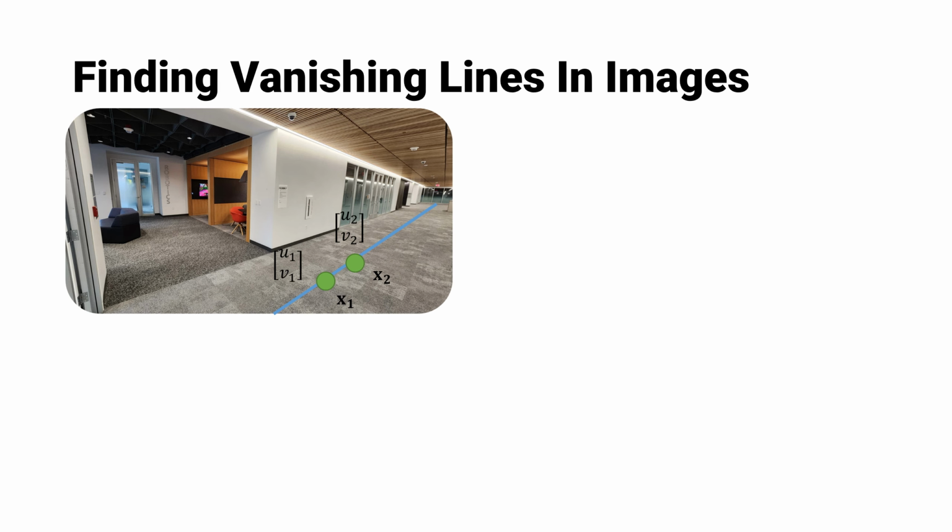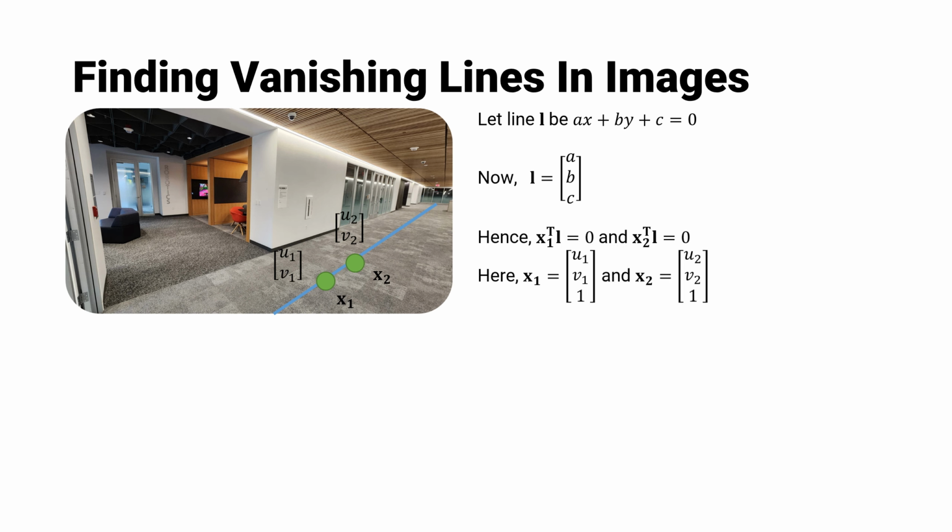I'm going to denote them as x1 and x2 with the pixel coordinates u1, v1 and u2, v2. Let the line be represented as ax + by + c = 0. If I write this boldface L, that is just the values of a, b and c. So now we know that this point lies on that line. The way you would do that is you would feed the values of u1, v1 into x and y in ax + by + c = 0.